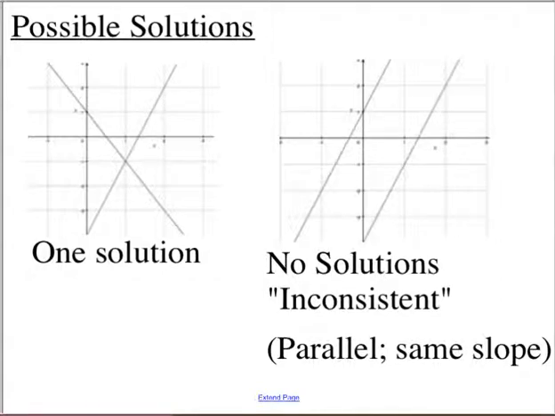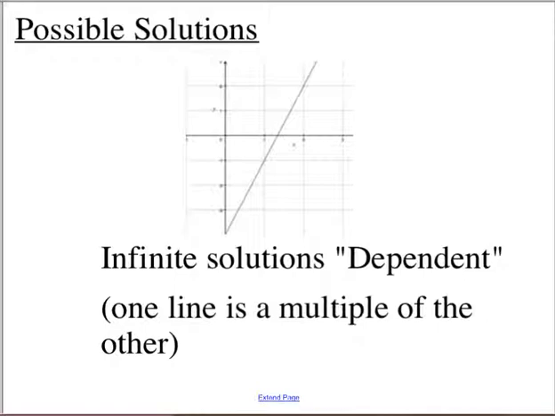So there are three different ways that you could have a solution to a system of equations. The first one is that you only have one solution, and that means the lines only intersect once. Another possible solution would be that there would be absolutely no solutions. This would be called an inconsistent system, and this occurs when you have parallel lines, or when two lines have the same slope. And the third way is having an infinite number of solutions. This is also known as a dependent system. If you look at the graph here, it looks like there's only one line, but there is one line on top of the other. This is where one line is just a multiple of the other line.